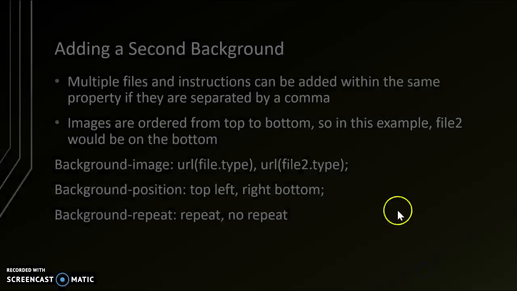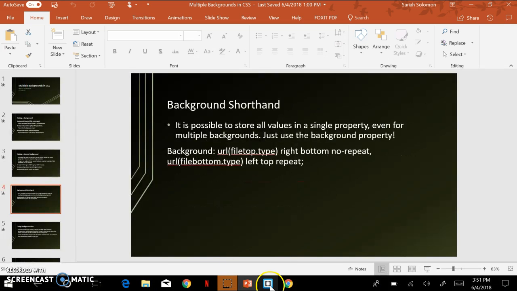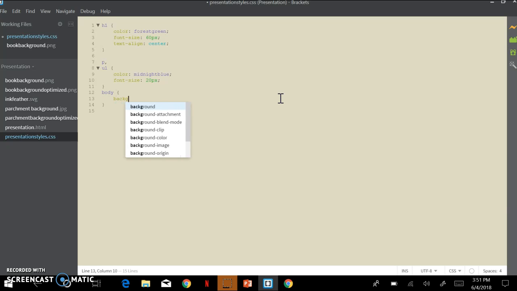So we'll go next to using background shorthand, so we don't have to declare all of the properties separately. Background does have a shorthand where we can put all of the information in one property. And it's just titled background. So we'll go over here and we're just going to delete all of this and see if we can put it into one single property. So we'll put that in background.